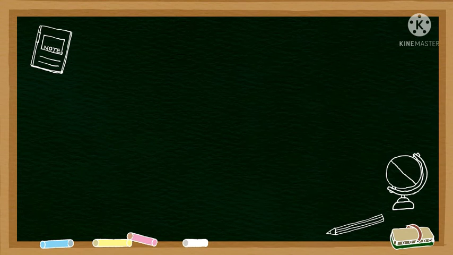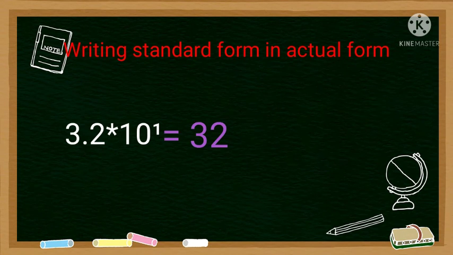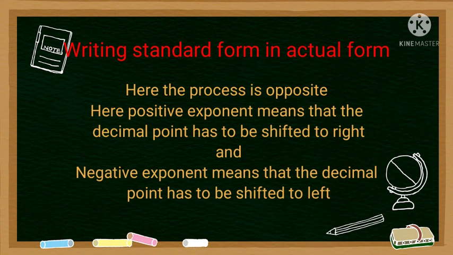Now for writing any standard form in the actual form, we just write the result of the multiplication of the standard form. For example, to write 3.2 multiplied by 10 to the power 1 in actual form, we multiply 3.2 with 10. That is 3.2 into 10 equals 32. Here the process is opposite to that of the standard form.